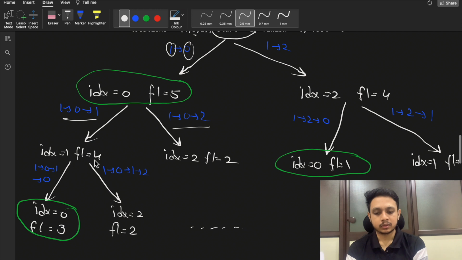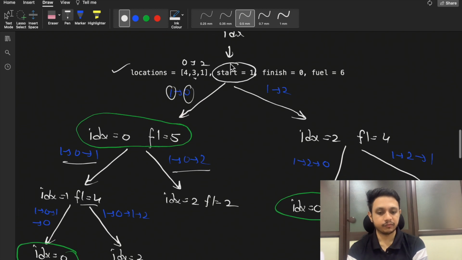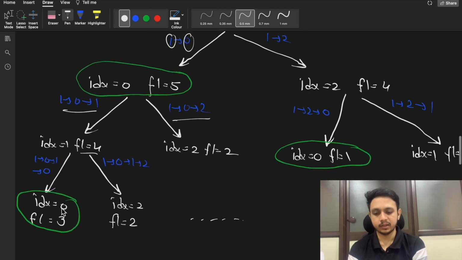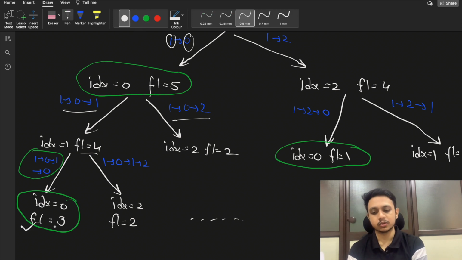So if you move from 0 to 1, then the remaining fuel would be 4, and here it would be 2. Okay, now from index 1 you can again move to index 0 as well as index 2. Now if you move to index 0, the remaining fuel would be 3. And now if you see that we started with 1 and we ended with 0, so yeah, this is the route that we took. Okay, now this is also a valid route. So yeah, we will consider this as also a valid answer.